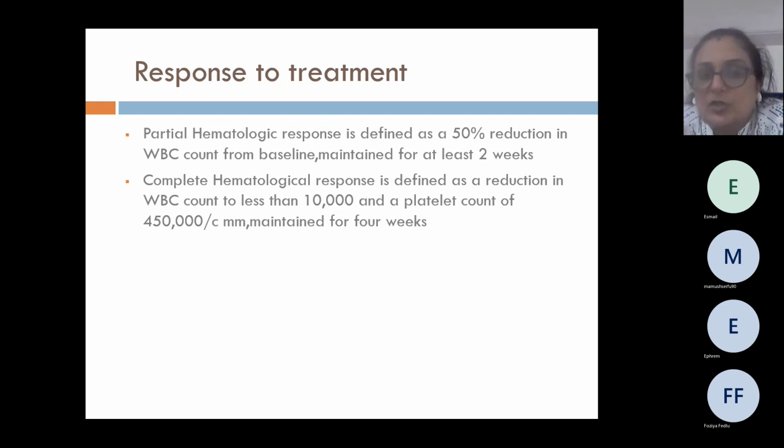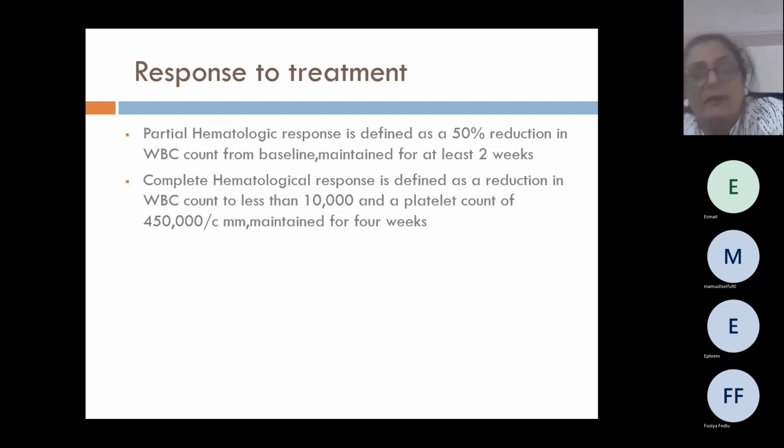So what do you mean by partial hematologic response? After the treatment is given, the patient's WBC counts come to 50% of the baseline. That means when the treatment was started, if the WBC counts were X, then when they reduce by 50%, they become X by 2. And if this 50% reduction is maintained for 2 weeks, then we say there is partial hematological response.